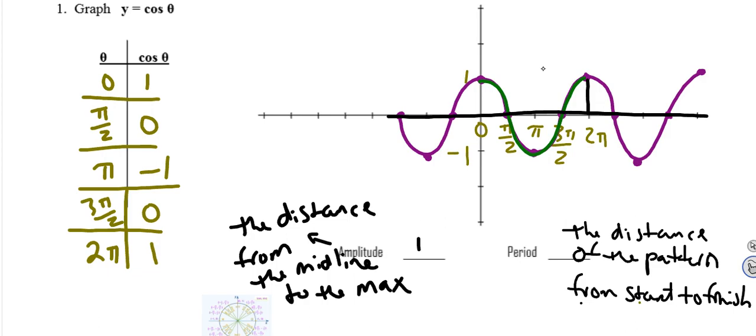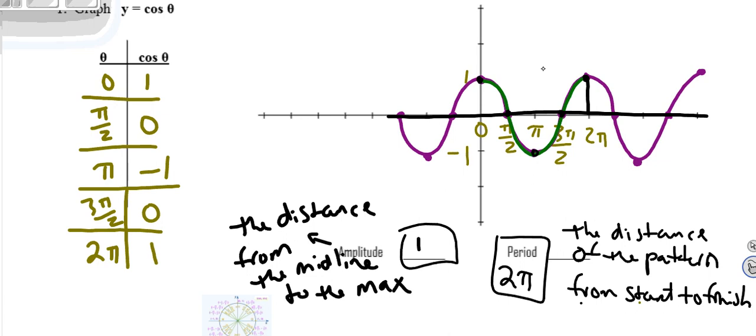All right, we're going to know what this means. Look, here's the pattern: 1, 0, -1, 0, 1. From start to finish, the pattern was completed from 0 to 2 pi, so our period is 2 pi. Period's 2 pi, amplitude is 1. Hopefully you can read my writing.